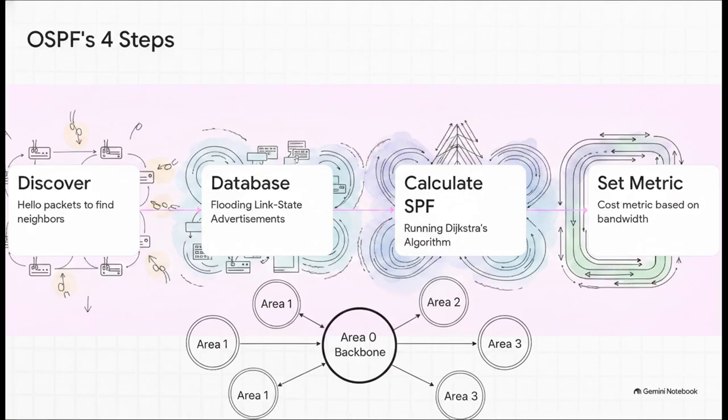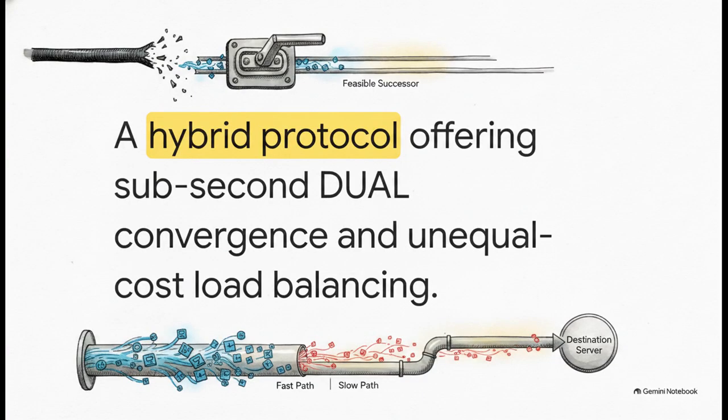Now, to make this scale up without totally crashing router CPUs, OSPF smartly isolates updates into specific areas, with all traffic passing through a central Area 0 backbone. Now, if you aren't using OSPF, you might be using EIGRP. Originally proprietary to Cisco, EIGRP is considered an advanced distance vector or a hybrid protocol.